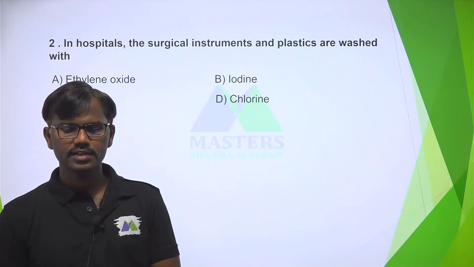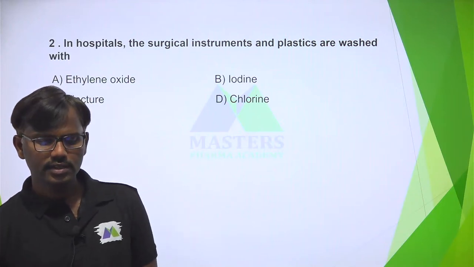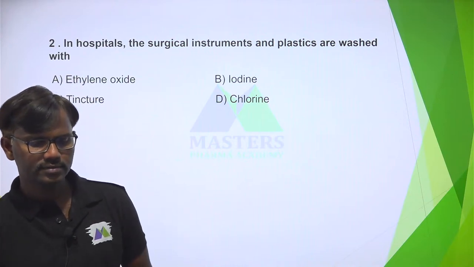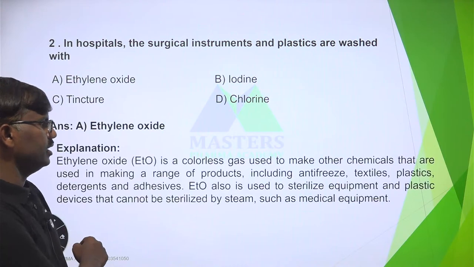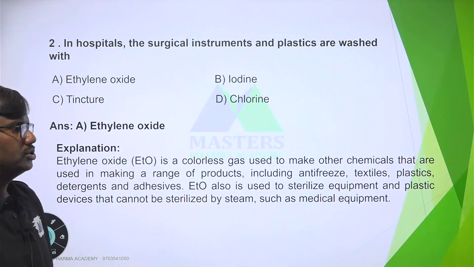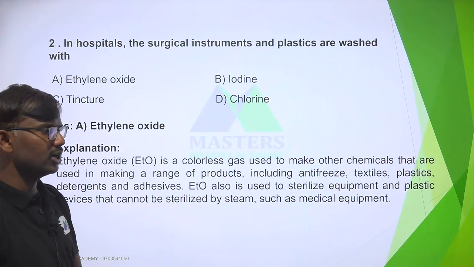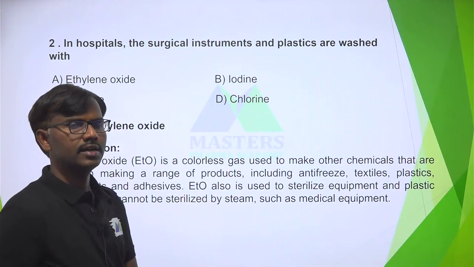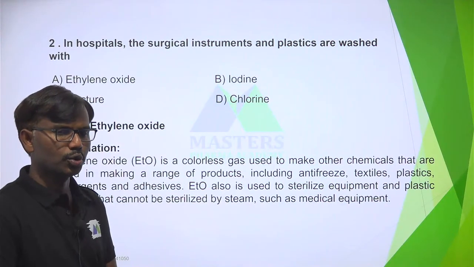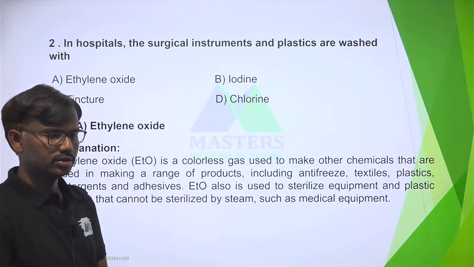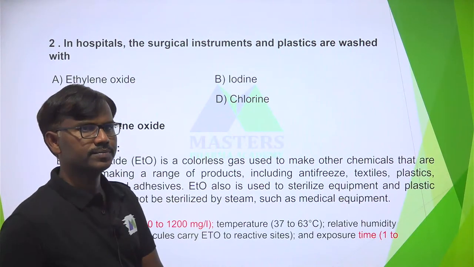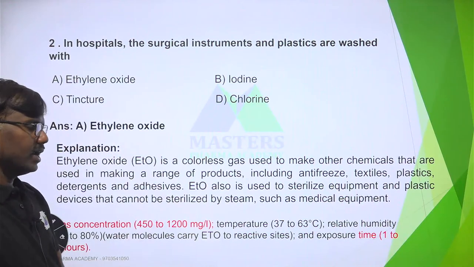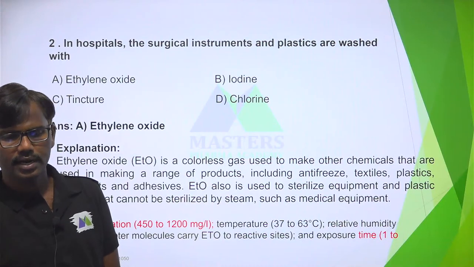What is the concentration of ethylene oxide? Ethylene oxide is also used in other places, that is in sterilization. Ethylene oxide is a colorless gas used to make other chemicals that are used in making a range of products, including antifreeze, textiles, plastics, detergents, and adhesives. It is also used in sterilization of equipment and sterilization of rooms. The concentration of ethylene oxide is 450 to 1200 mg per liter.